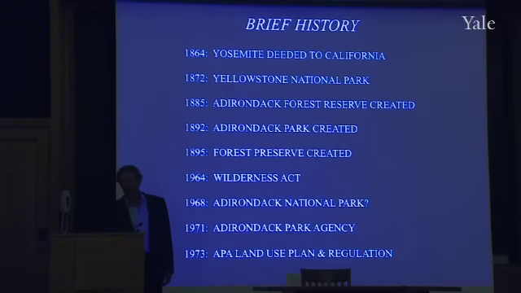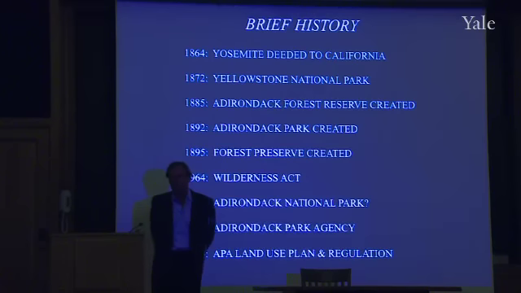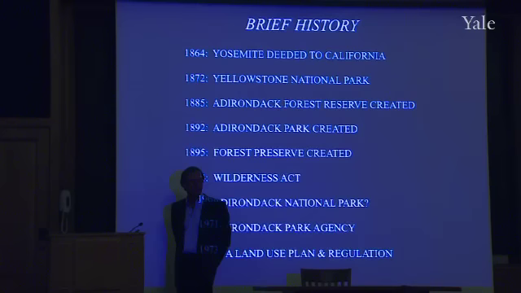If you look back at the history of conservation effort in the nation, Yosemite was deeded to California in 1864, Yellowstone National Park was created in 1872, and the Adirondack Forest Reserve was created in 1885. It was transformed into a park a few years later, and in 1895, the New York State Legislature passed a constitutional amendment so that lands that are designated as forest reserve lands, now called forest preserve lands, are forever protected by the Constitution of New York State.